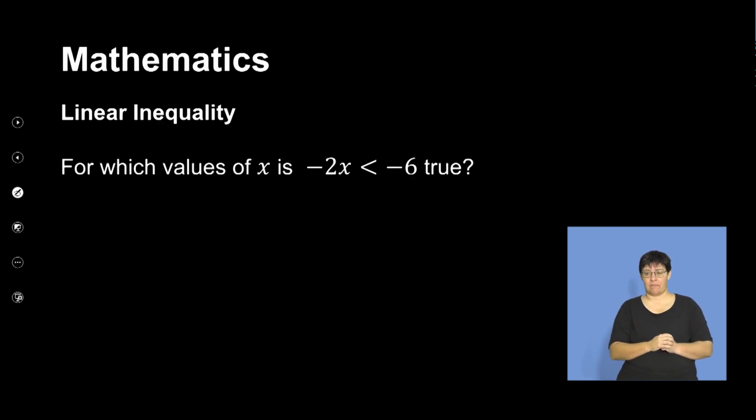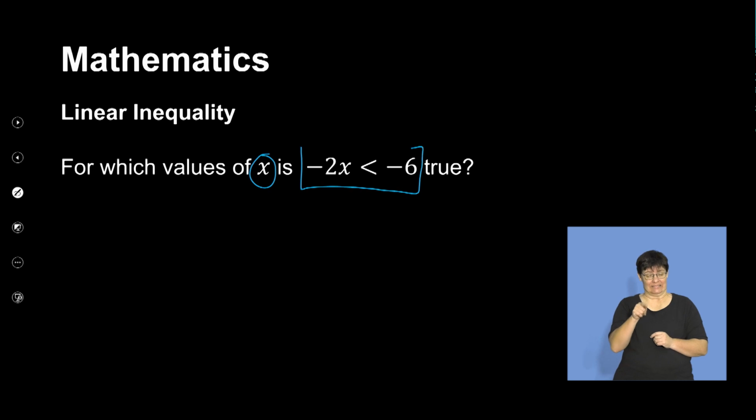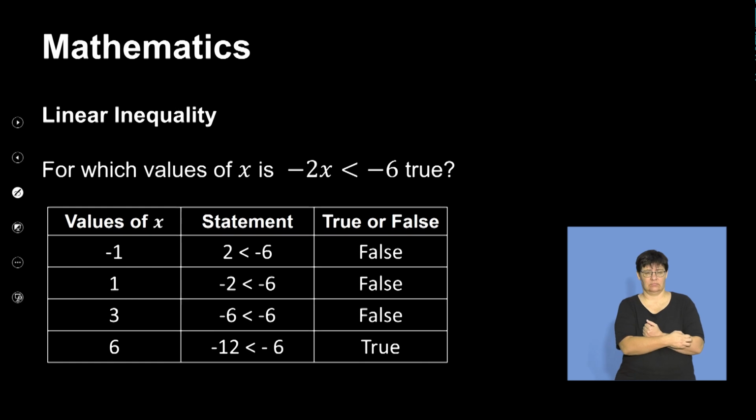Now, for which values of x, so what are the values of x, all of them, without having a limit, will this expression -2x is less than -6 become true? Now, I want us to first test some values here because we don't just want to thumbsuck it and say this is the answer. Firstly, we need to look at it graphically in terms of a table.